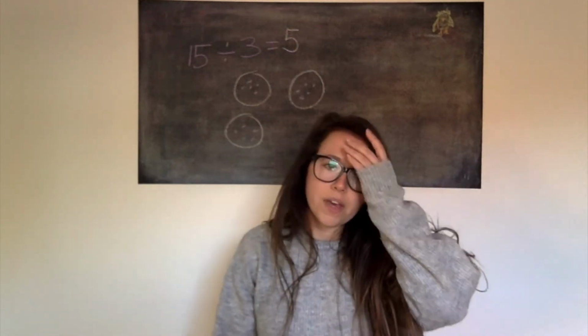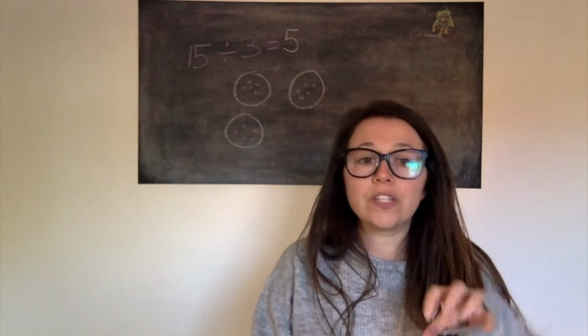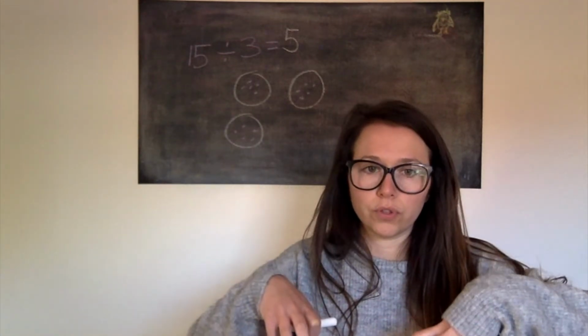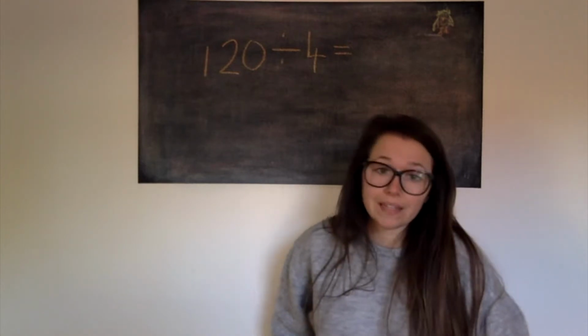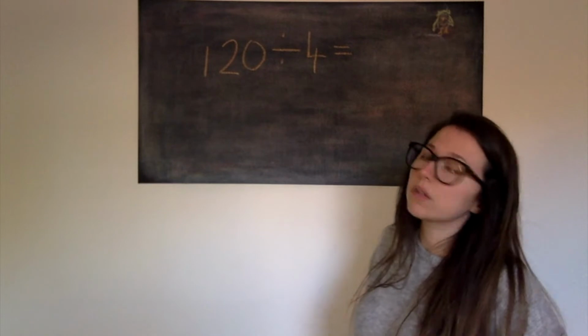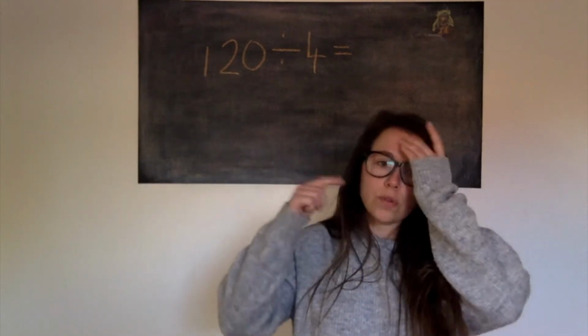I just want you to bear that in mind when you're doing your division today. So we're thinking about splitting that number up into an equal amount of groups. Some division calculations you should be able to do with ease in your head. So for example, the one on the board, 120 divided by 4.